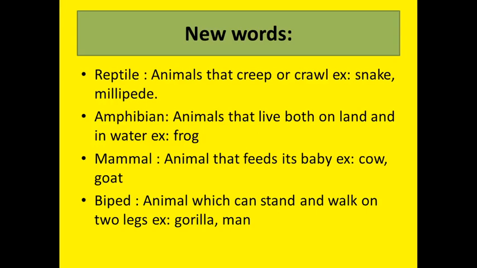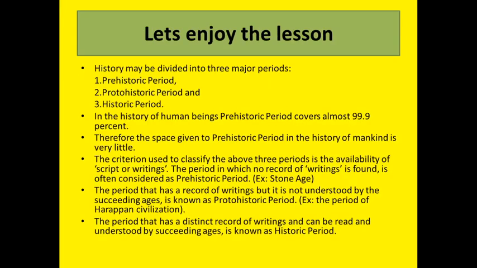Mammal, animals that feed their babies. Example, cow, goat, etc. Biped, animals which can stand and also walk on two legs. Example, gorilla and man. Let's enjoy the lesson.